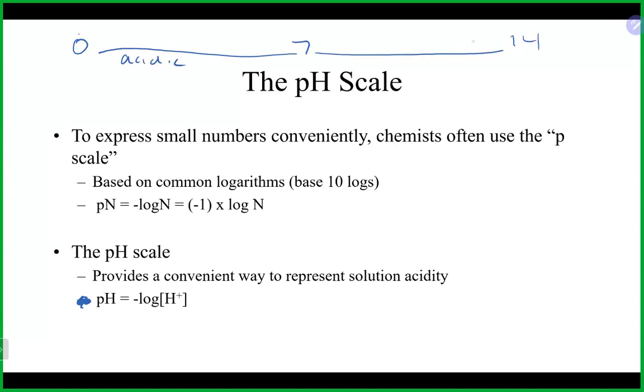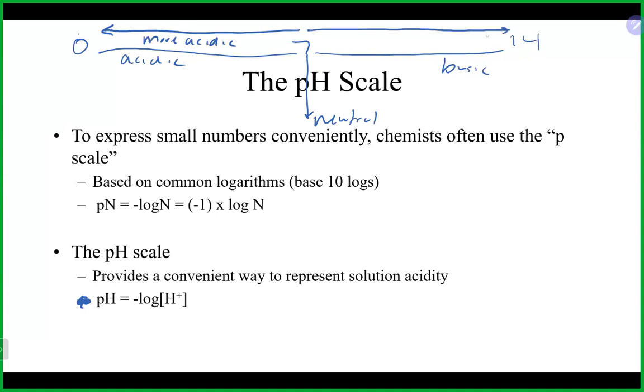Above 7 is basic. And really, dead on 7 there is neutral. 7 is sort of the center point of the pH scale. And as you go from 7 towards 0, you're becoming more acidic. And as you go from 7 towards 14, you're becoming more basic in that case.